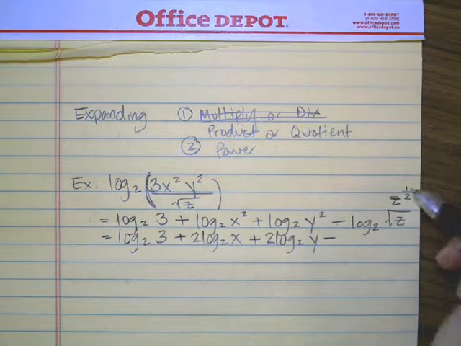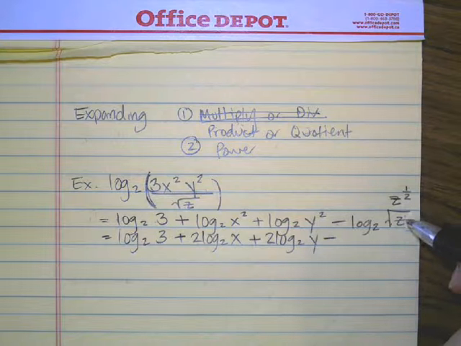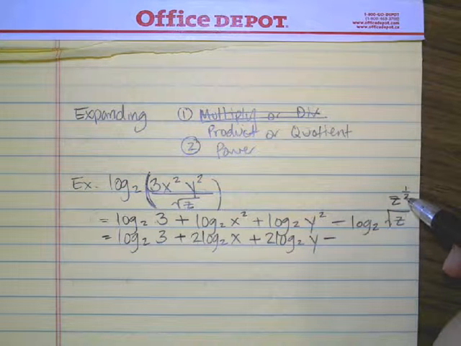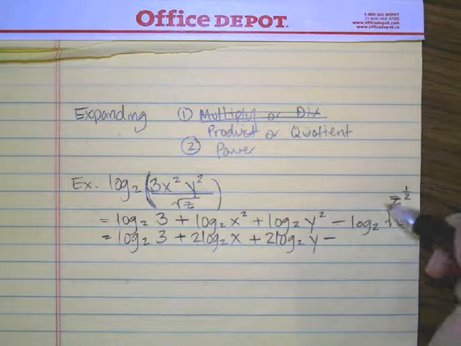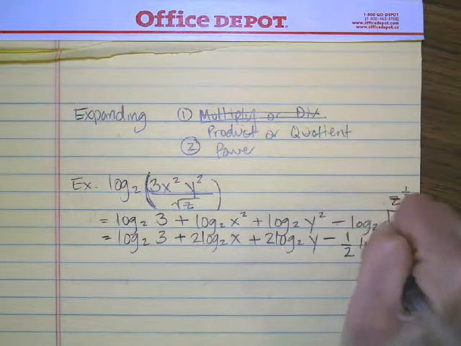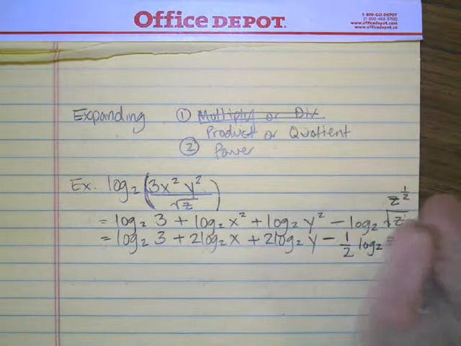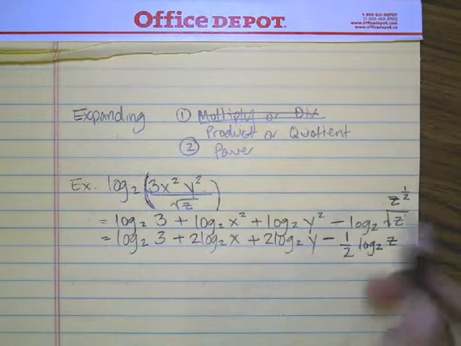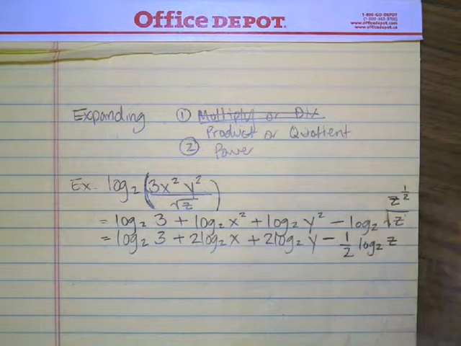Remember, this is power over root. The root here is 2. The power here is 1. So it's 1 over 2. So then we would bring that out in front. 1/2 log base 2 of z. And the square root goes away because it's z to the 1/2. Does anybody have any questions about this before I put up another expanding one for us to go through?